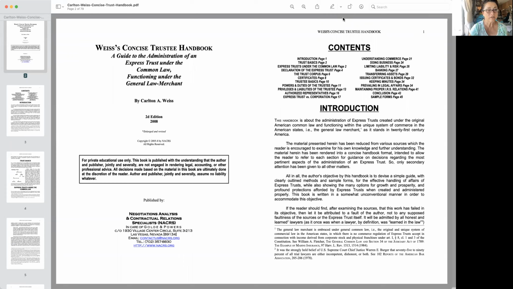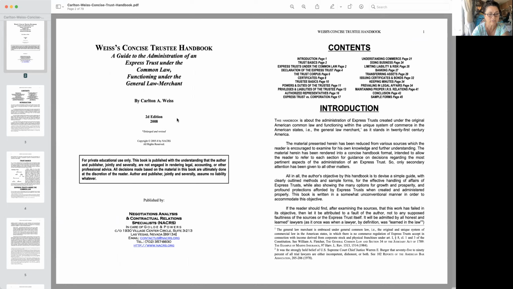Hello. Okay, so it's about time we read Weiss's Concise Trustee Handbook, a guide to the administration of an express trust under the common law, functioning under the general law merchant. Let's read that again. A guide to the administration of an express trust under the common law, functioning under the general law merchant by Carlton A.